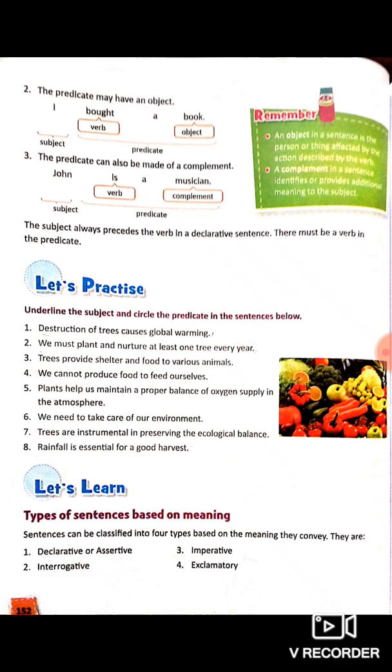Okay, so be it a statement, a declarative sentence, or an assertive sentence, the subject always precedes the verb. That is, the subject is used before the verb. There must be a verb in the predicate. We know that a proper sentence cannot be formed without a verb, isn't it?